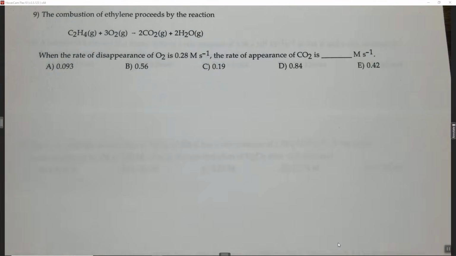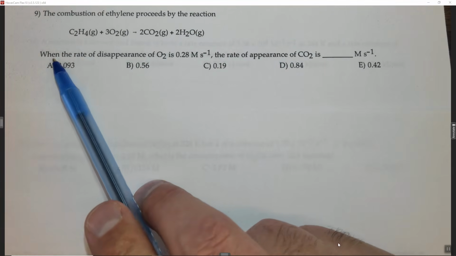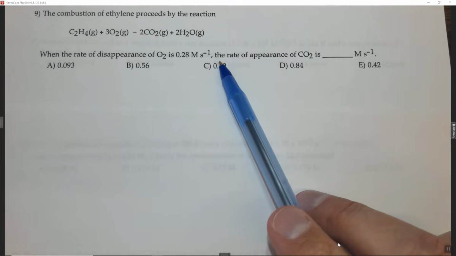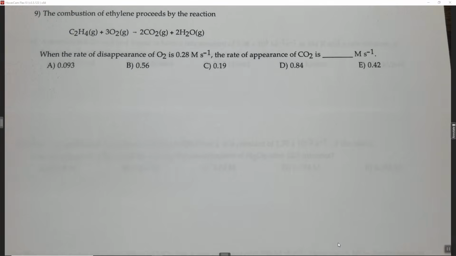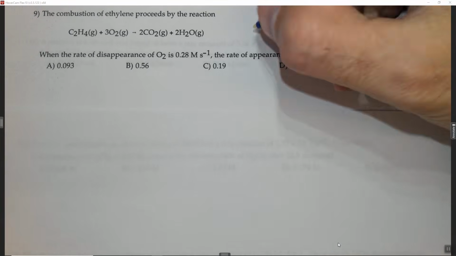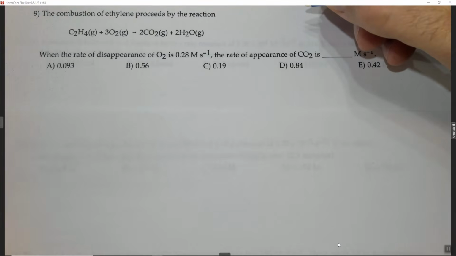All right, question 9 says, the combustion of ethylene proceeds by the following reaction. When the rate of disappearance of O2 is 0.28 molar per second, what is the rate of appearance of CO2? So let's take a look at this. In question 1, I mentioned that you could review some of the randomized homework, and one of them is a question just like this with a different reaction. If you haven't done question 1, do that before you do this one.